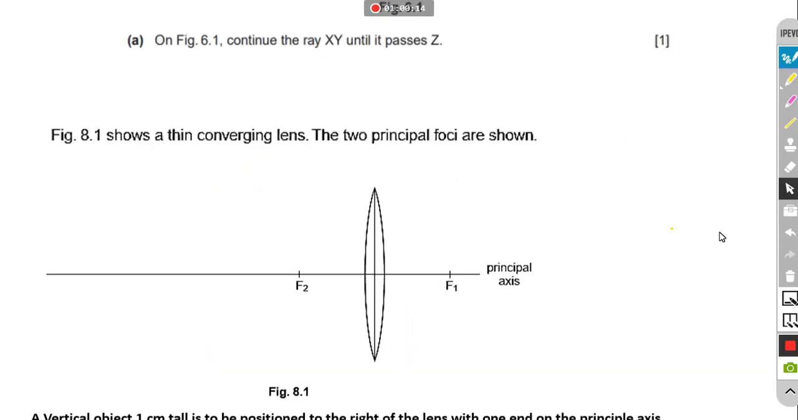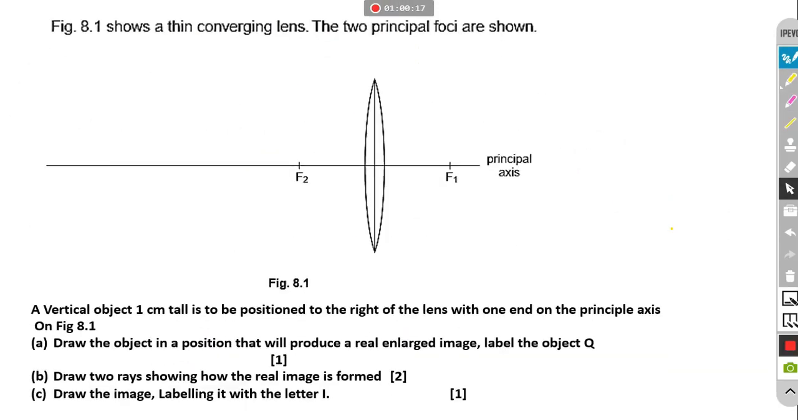Alright, so next on our list: how to deal with lenses. Now it says a vertical object that is 1 centimeter tall is to be positioned to the right of the lens with one end on the principal axis. One end of it should be on the principal axis. Draw the object in a position that will produce a real enlarged image. So in this case it should be between f1 and 2f1. So if this is f1, 2f1 should be somewhere around here.